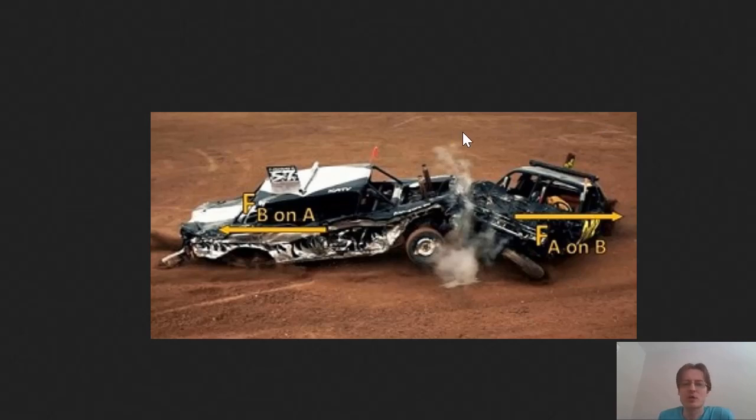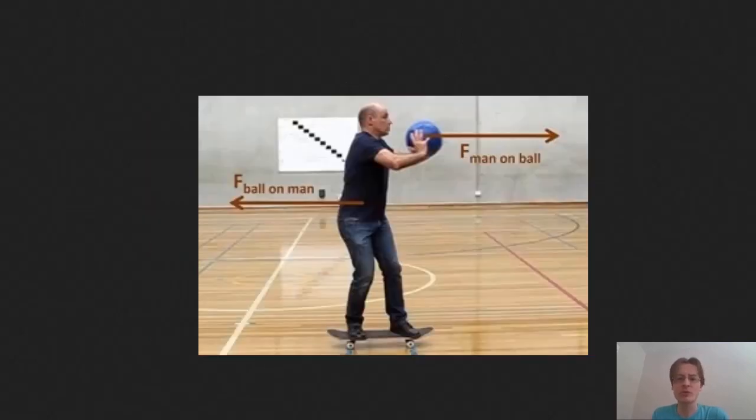In any kind of collision, the force on object B is equal to the force back on object A. That's how all collisions work. And in fact, it was studying collisions that led Newton to the discovery of the third law. When the man pushes on the ball, he feels an equal force backwards. He will recoil backwards, just like a cannon.